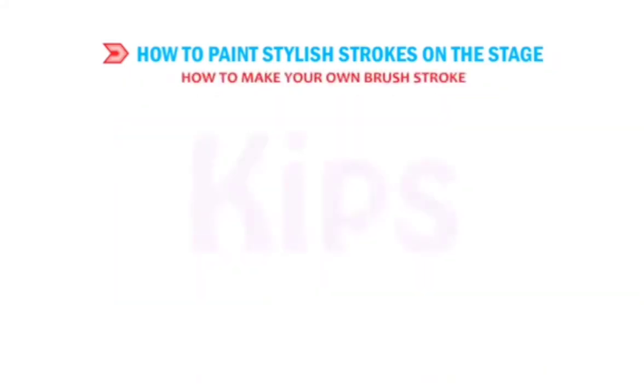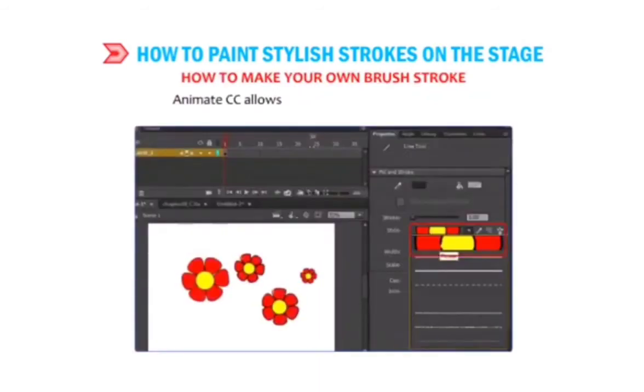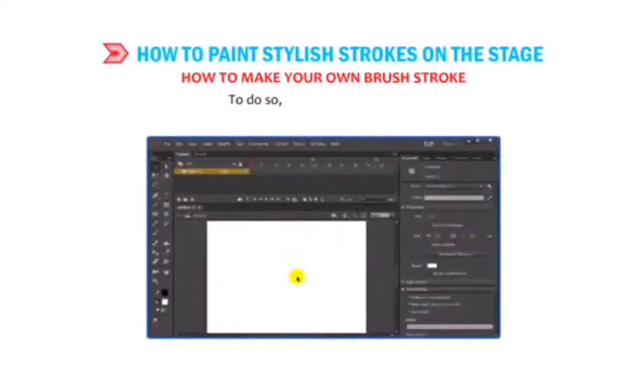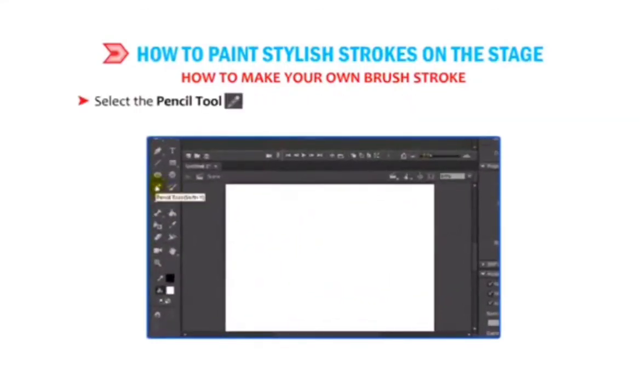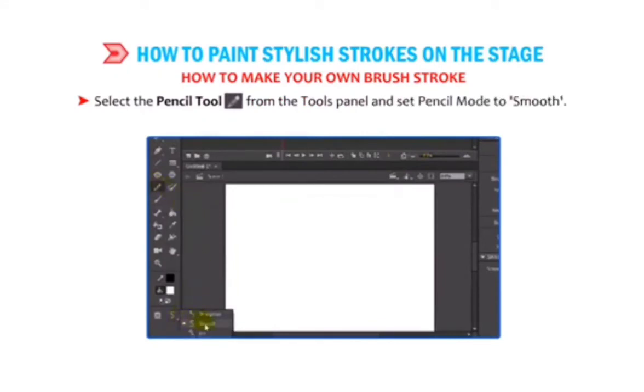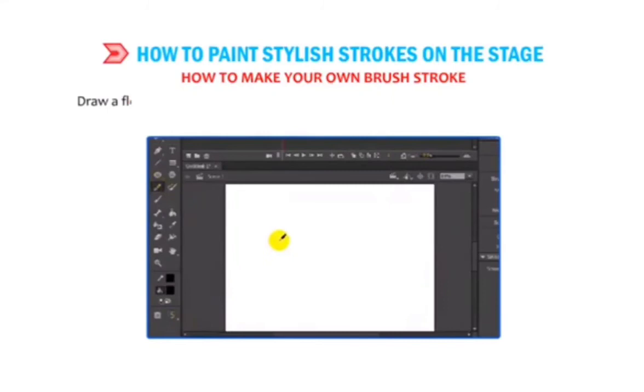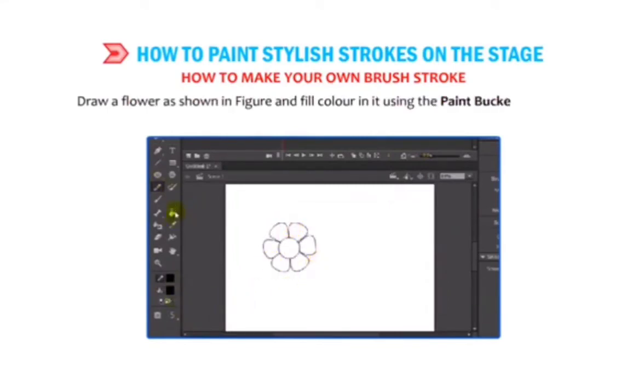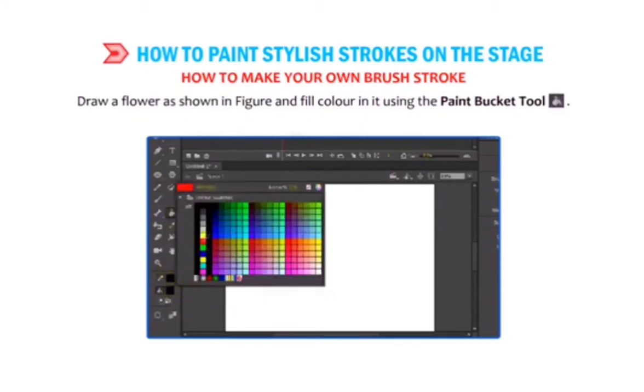How to make your own brush stroke? Animate CC allow you to save any shape as a stroke. It's very interesting. To do so, follow the given steps. Select the pencil tool from the tools panel and set pencil mode to smooth. Draw a flower as shown in the figure 7.24 and fill color in it using the paint bucket tool.